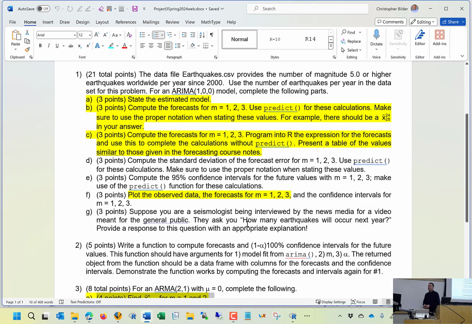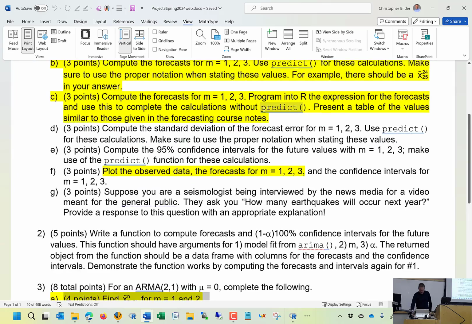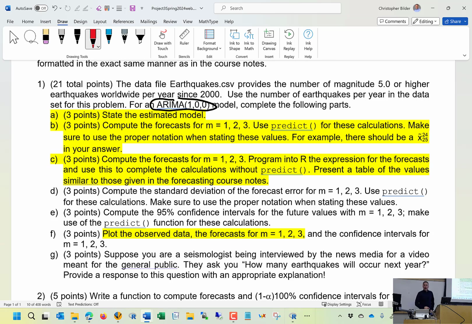The stuff that's highlighted in yellow is the stuff that you have enough background to start. So problem number 1 deals with the earthquakes data once again. And what you're going to do is use one of those models that, at least initially, we think might be a potential model for this data, an AR1 model. And part A here, simply estimate the model. So I guess this is actually from the estimation section, this one little part here.